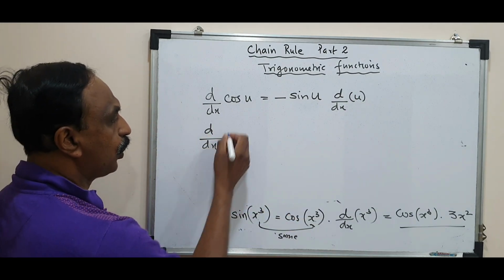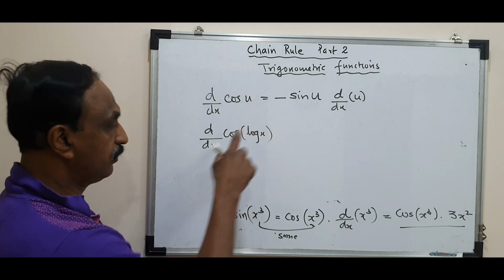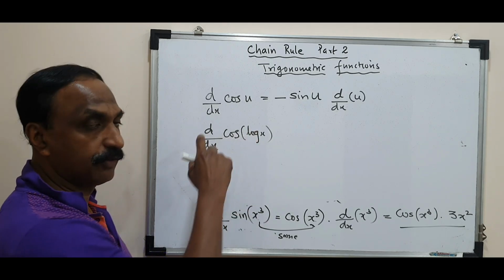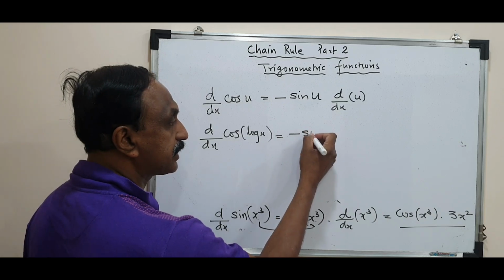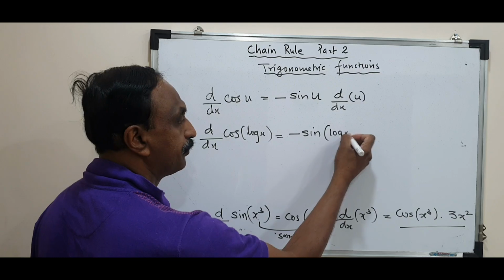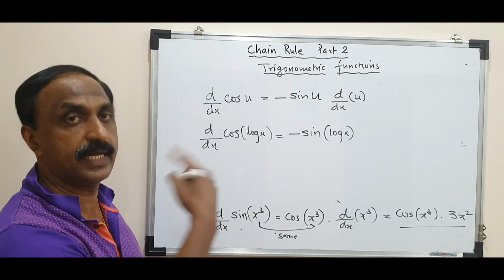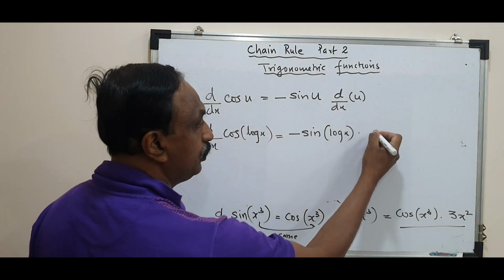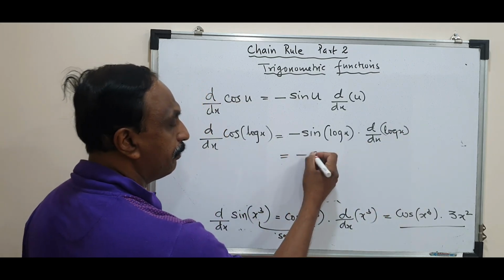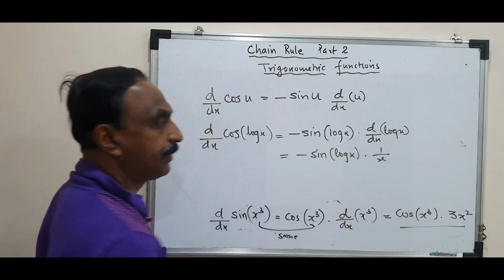Derivative of cos of log x. What is the angle here? Log x. What is the variable of differentiation? X. Are they same? No. What you should do? Derivative of cos is minus sine. Angle part, does it change? No. Angle part will remain the same. Whenever you differentiate a trigonometric function, the angular part of the original function and the answer will be the same, into derivative of the angle. So your answer became minus sine log x into derivative of log x, 1 by x.